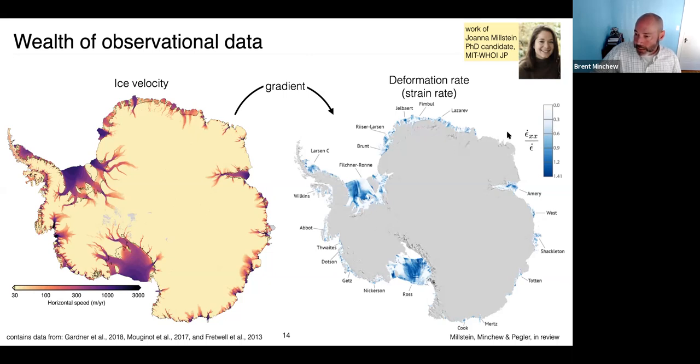These are areas that, at least on first pass, we can figure are the areas that are dominated primarily by this longitudinal extension of the ice. That is, most of the deformation that we observe is along a particular direction. That's going to be useful for us in just a second as we break these things down.